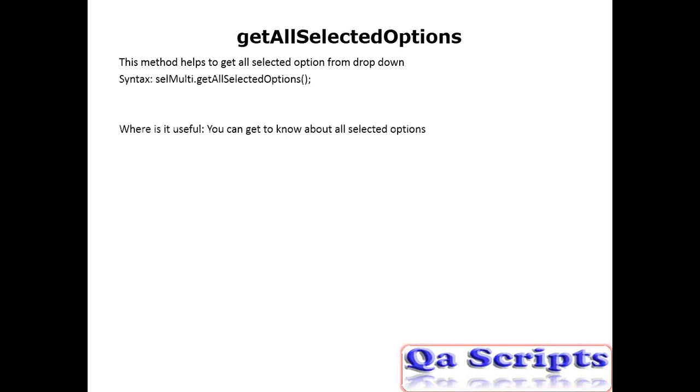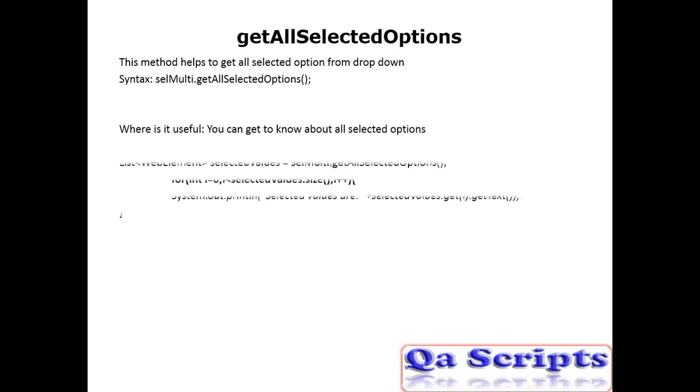Another method is getAllSelectedOptions. This method will help us to get all selected options from the drop down. As the name suggests, this is very helpful in case of multi-selection options. This is the syntax we can use, that is multi.getAllSelectedOptions. Here multi is the object we have created using the Select class. So here is the code. Let us look at it using Eclipse.